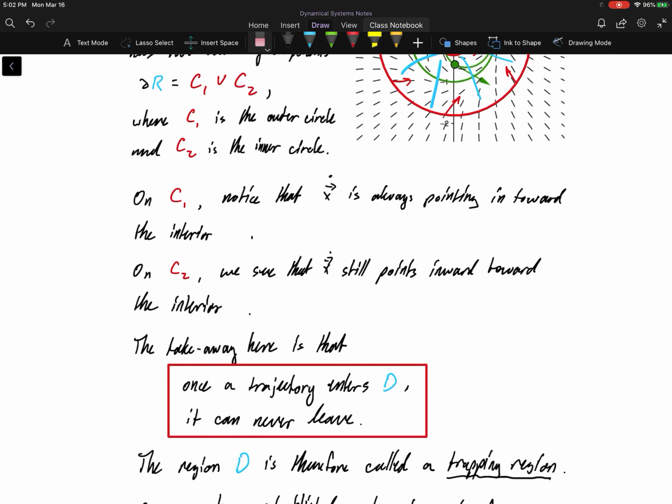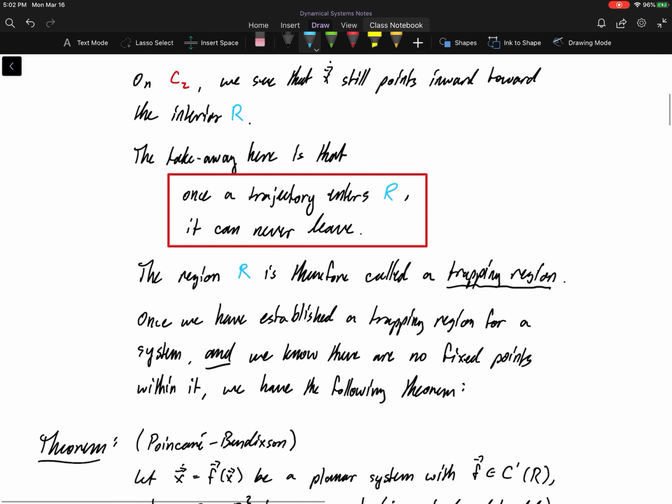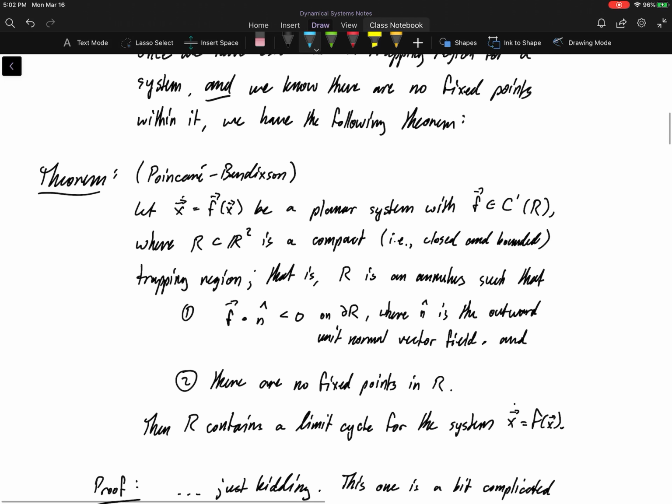For some reason, I changed the letters here. That makes no sense. These are all R's. Interior R, R, enters R, region R. R is therefore called a trapping region. Once we have established that we have a trapping region for some system, and we know that the solutions can't be attracted to any other points within that region, then we get the Poincaré-Bendixson theorem.